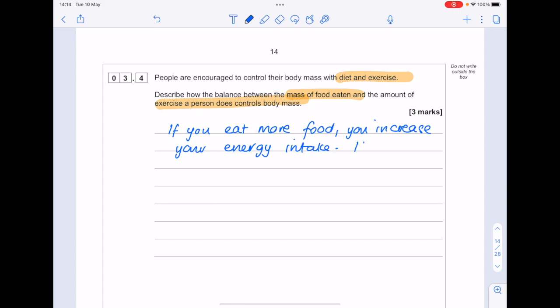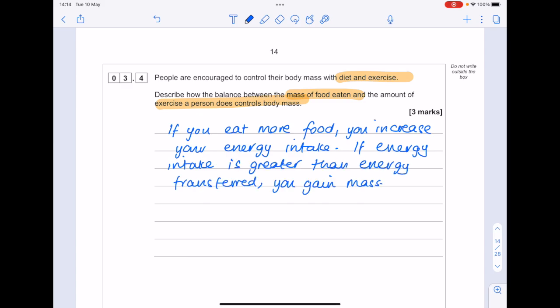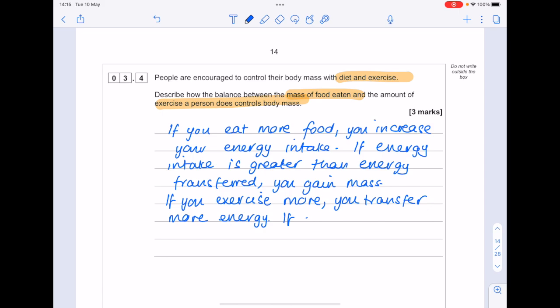And if that energy intake is greater than the energy transferred by the body, then you will gain mass. If you exercise more, then you transfer more energy. And lastly, if energy intake equals energy transfer, your body mass stays the same. You can write anything here though, honestly.